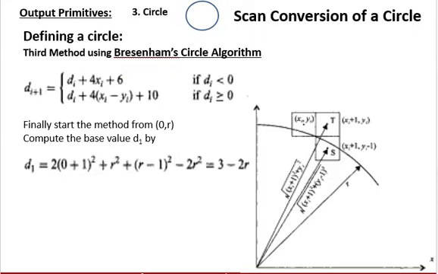For calculating the value d1, we use this formula, which is 3 minus 2r. Here r is the radius. So first of all, in the Bresenham algorithm for circle drawing, we need to find d1, which is 3 minus 2r. Then d(i+1) will be: if 0 is greater than d(i), we will put the value d equals d(i) plus 4x plus 6, and if the value of d(i) is greater than 0, then we will put the value d(i) plus 4 into (x(i) minus y(i)) plus 10.